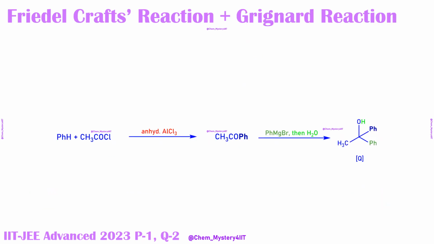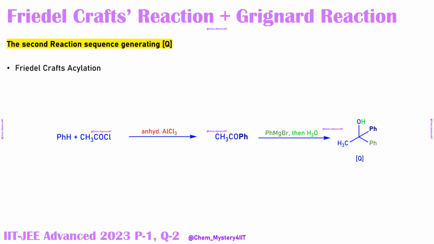Going to the second option, option B, this reaction sequence was about Friedel-Crafts acylation in the beginning, followed by the Grignard agent. That was the reaction sequence generating product Q. So here we have done the Friedel-Crafts acylation first, and then the usual traditional Grignard reaction. Acylation is going to give us this compound, and then the Grignard reaction is giving us the final product.